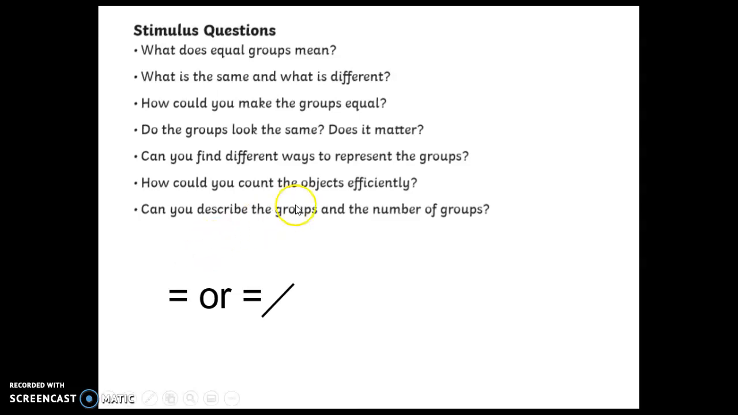Final one, can you describe the groups and the number of groups? So when you are looking at some groups, you can describe them. So I have got 3 groups with 5 in, and the total is 15. So it's coming up with sentences that you can say and present.